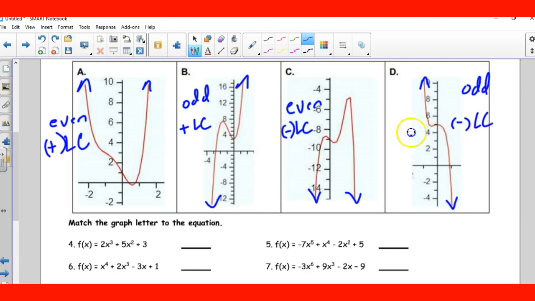So now let's use this information to match the graphs. This one has a positive leading coefficient but an odd degree. So positive leading coefficient, odd degree, that's going to be B. For number 5, we have a negative leading coefficient with an odd degree. So this is number 5. This is fifth degree, I wrote 5. Sorry about that. This is D.